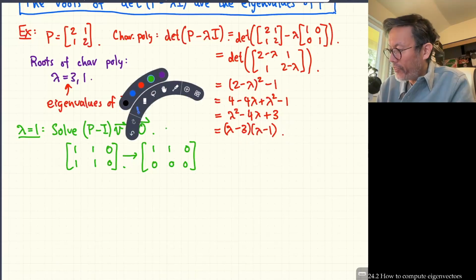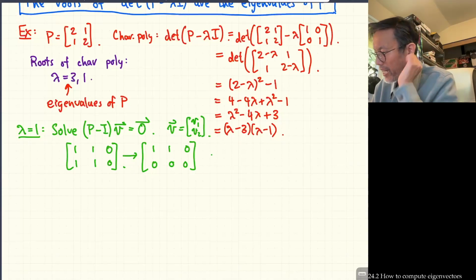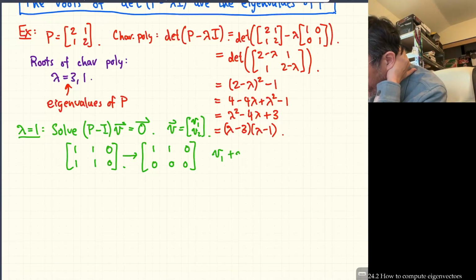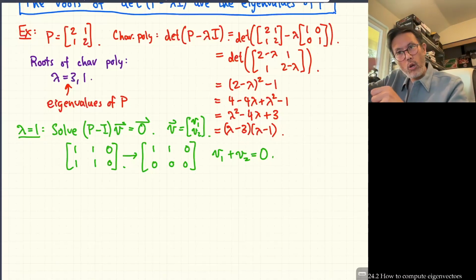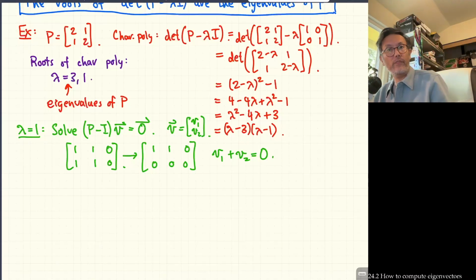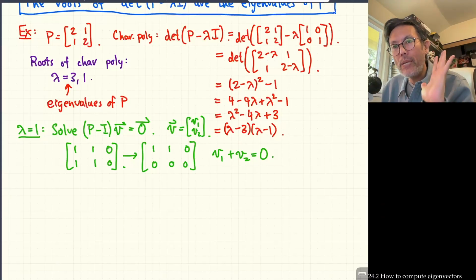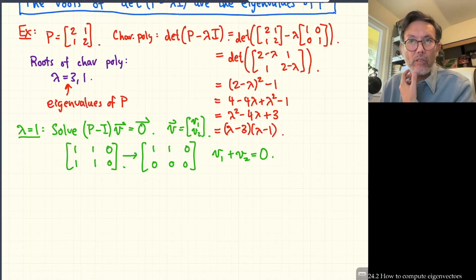If I think of V as having entries V1 and V2, then this is saying that V1 plus V2 is equal to 0. And as we discussed before, that second row, that row of zeros, is vacuous. It doesn't give us any information. Okay, so we just ignore it. The condition to be an eigenvector, in other words, is that V1 plus V2 be 0.